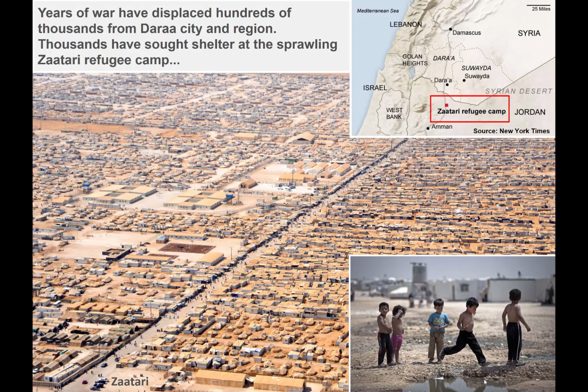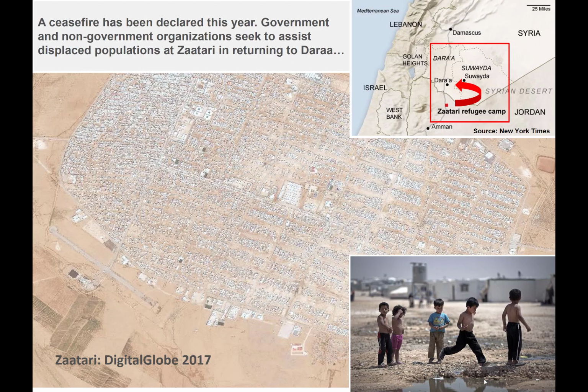Our first demo scenario recognizes that years of war have displaced hundreds of thousands of people from Daraa, Syria to the Satari refugee camp in Jordan. A ceasefire has been declared, and government and non-governmental organizations need help in returning the displaced population from Satari to Daraa.